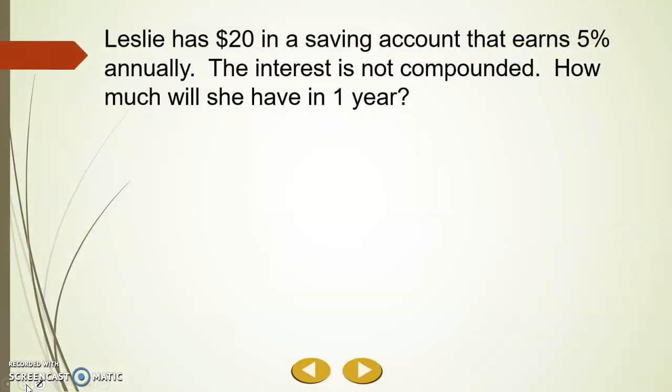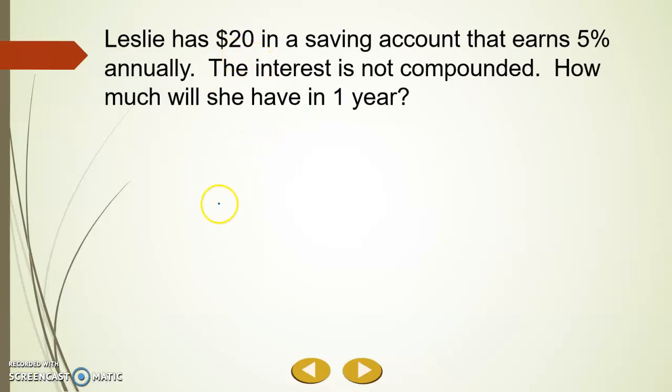So let's take a look at this. Leslie has $20 in a savings account that earns 5% annually. Now, I will tell you 5% is really high. One of the higher banks right now, Goldman Sachs or Marcus Banks, actually pays 2% interest in savings, and that is really high. Most local banks are around 1% interest. So 5% is an incredibly high rate. Hopefully one day we go back up to that.